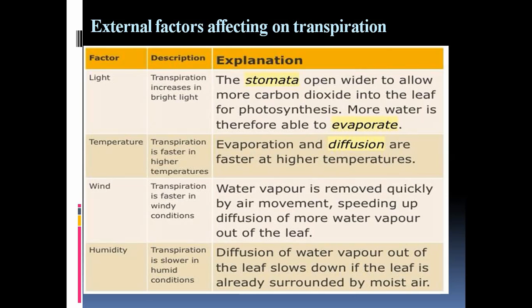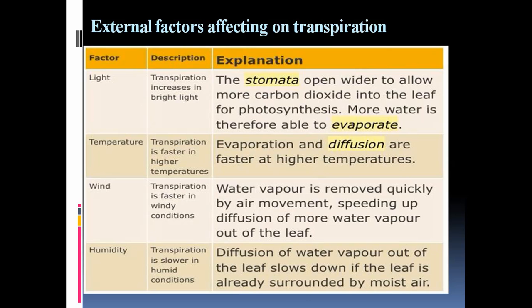Next, temperature. If the outside temperature is higher, the evaporation rate will also be higher. So if the outside temperature is higher, the transpiration from the leaves will also increase. An increase in temperature allows more water to evaporate from the leaf surface, and thus allows a greater transpiration rate, and a decrease in temperature reduces the transpiration rate.